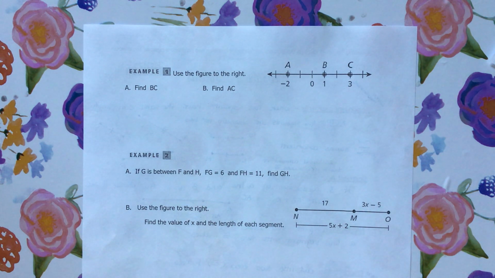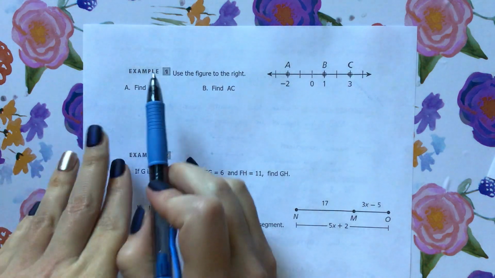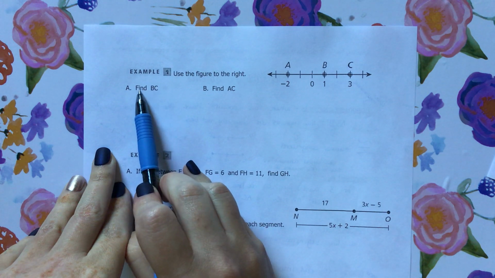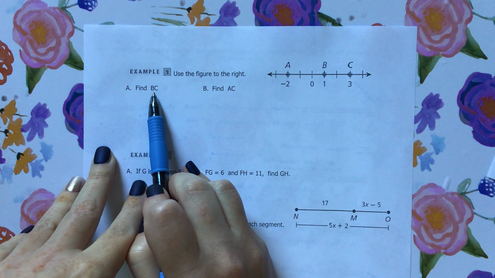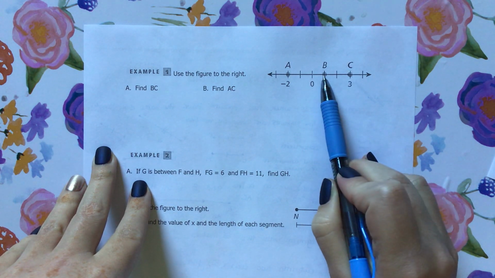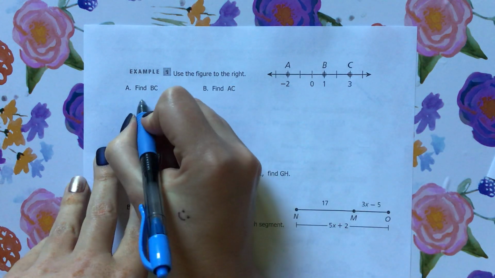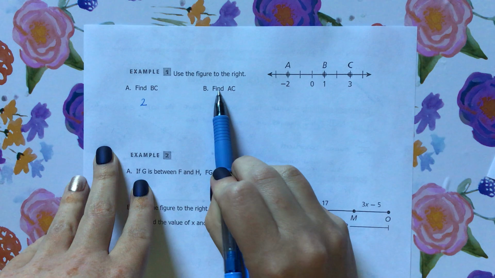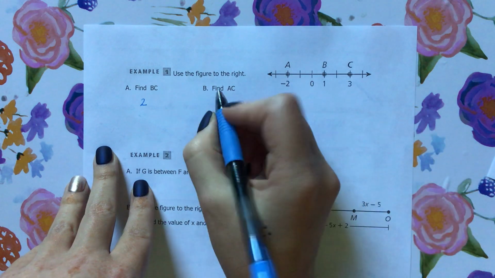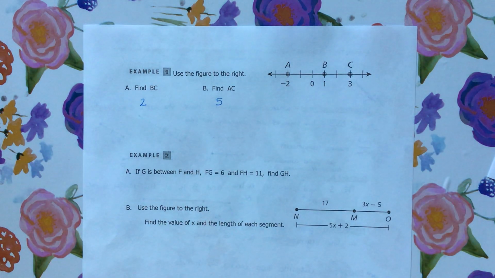It says use the figure to the right, and we're going to find some of the values of this stuff. So first of all, we're trying to find BC. There's no line above BC, so it's basically saying find the length of BC. Well, we can easily just count, and so it's just going to be 2 units long, 1, 2. Then we're going to find from A to C. 1, 2, 3, 4, 5. It is 5 units long, and it's as simple as that. Just had to count on the number line.